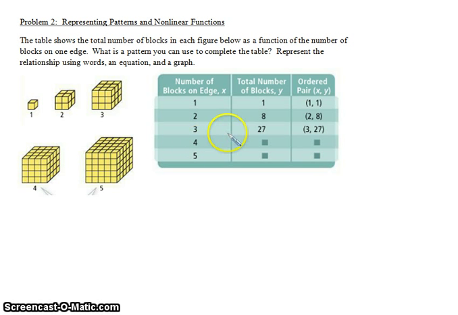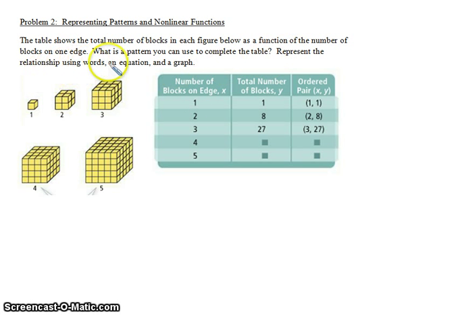And then we don't have 4 and 5 filled in as far as the total number of blocks, but I do have a picture here, so that's helpful. If there's 4 blocks along the edge or 5 blocks along the edge, how many blocks are going to be in our picture? Now, we need to try to figure this out. We could count those, and that wouldn't be a big deal, but if I wanted to know what if I had 100 blocks along the edge, I would not want to try to count all of those. So there's got to be a way to figure this out. And that's what we're going to find.